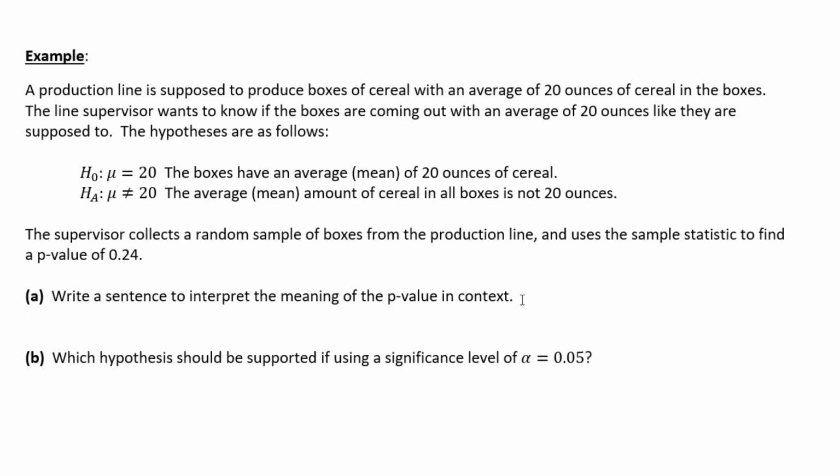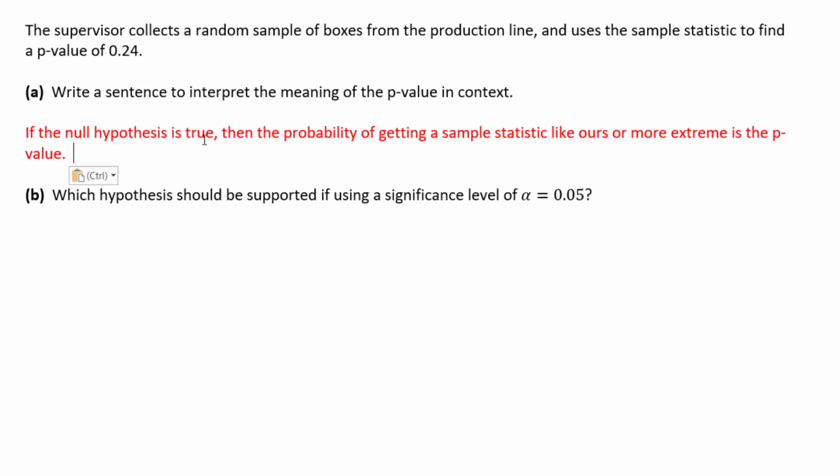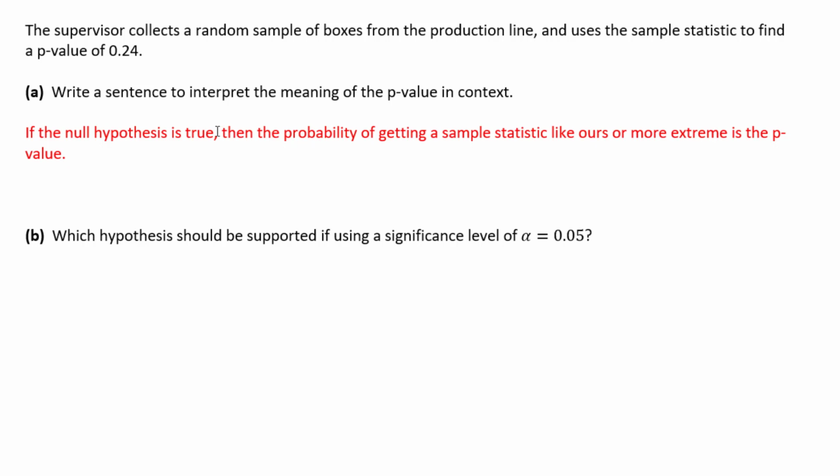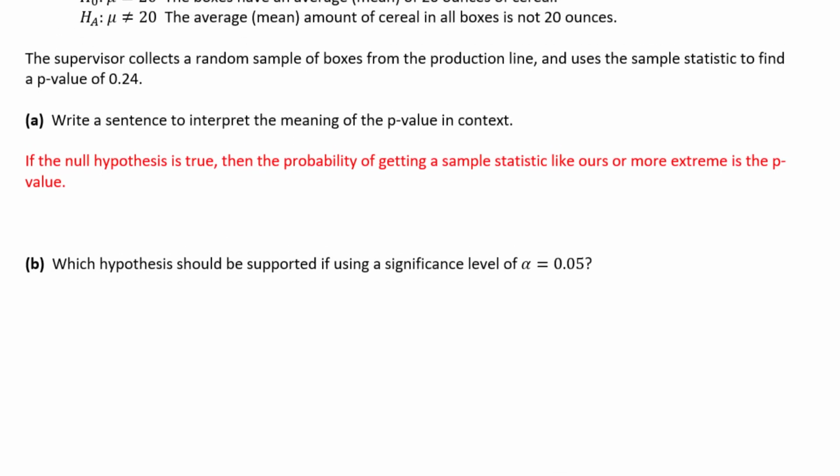Remember, when you're asked to interpret the meaning of a p-value in context, you should always start with the definition of p-value, which is as follows. If the null hypothesis is true, then the probability of getting a sample statistic like ours or more extreme is the p-value. That's the definition. We then replace phrases and values within this definition to match the context and values given in this scenario.